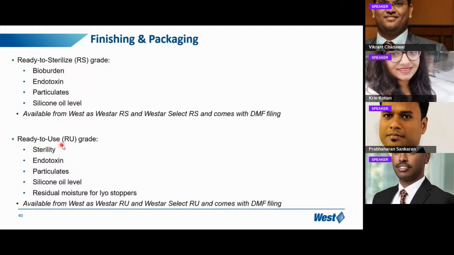And in terms of the ready to use grade, we check the sterility. Meaning we check whether the stopper is ready to use. So we check sterility in the rubber stopper, including all the tests I mentioned for the RS grade. So additional sterility is checked for the ready to use grade. All these grades, like Vesta RU, Vesta RU Select and Vesta RS, come with a DMF filing. DMF is drug master file. So for all the grades we have these DMF filings.